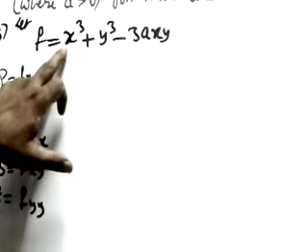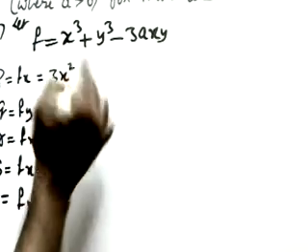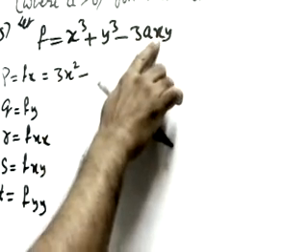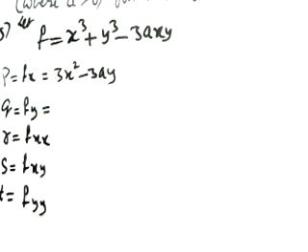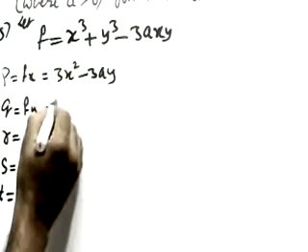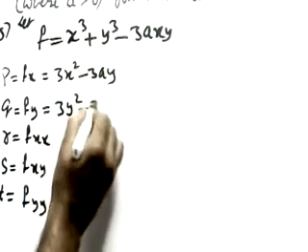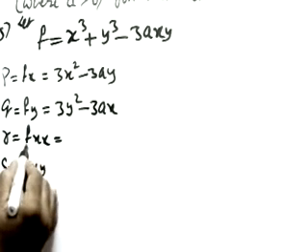Fx means partial differentiation with respect to x. We know d by dx of x cube is 3x square. We don't have x in the next term, so 0, and minus d by dx of x is 1, so 1 into 3 is 3ay. For fy, the partial differentiation with respect to y: we don't have y in the first term, so 0, y cube gives 3y square, minus d by dy of y will be 1, and 1 into minus 3ax is minus 3ax.